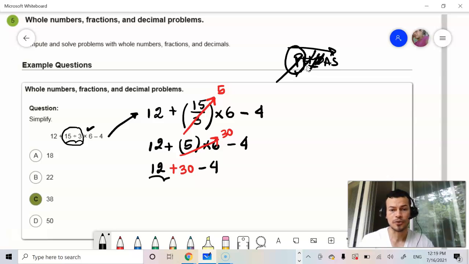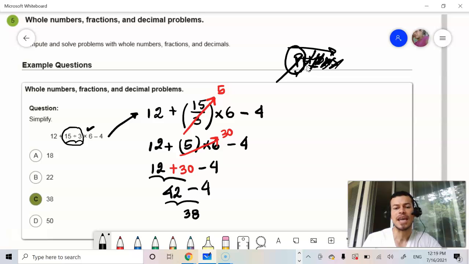So let's solve 12 plus 30. If you add 12 plus 30, that gives you 42, right? And then you are left with 42 minus 4, and then we did addition, and then we're going to do the last operation, which is subtraction. So 42 minus 4, that gives us 38, and 38, which is option C, is the right answer. Okay.